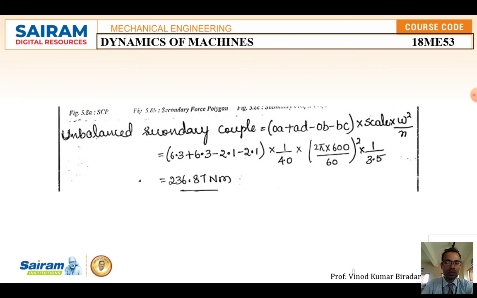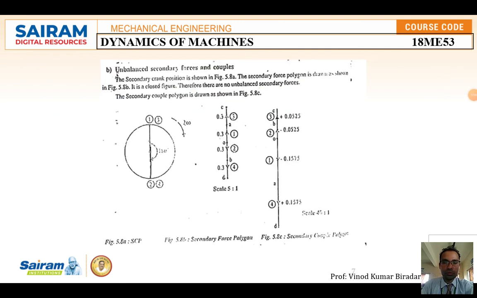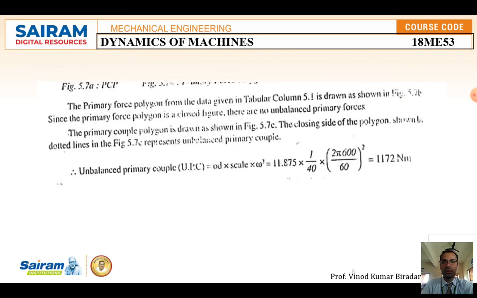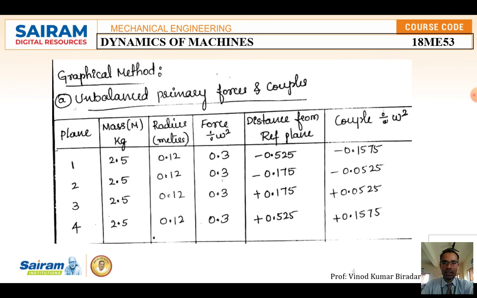I hope you understand this type of problem. These types of problems are very important. Definitely they may ask you directly in the examination, a direct question of 12 to 14 marks. I hope you understand this.